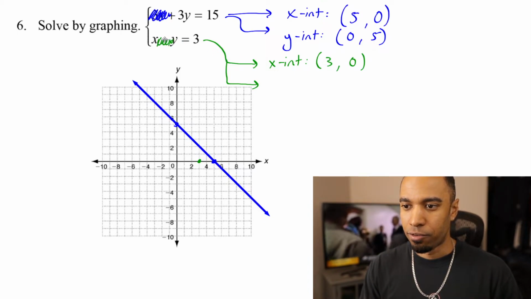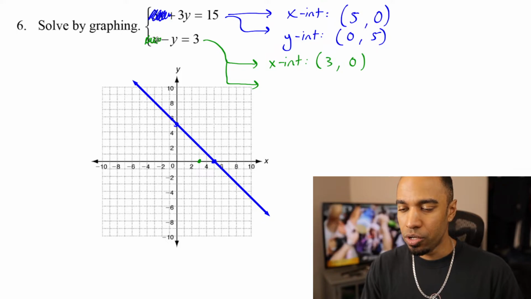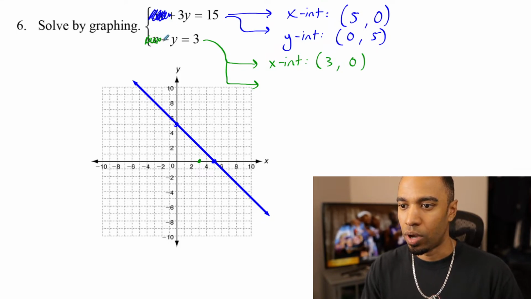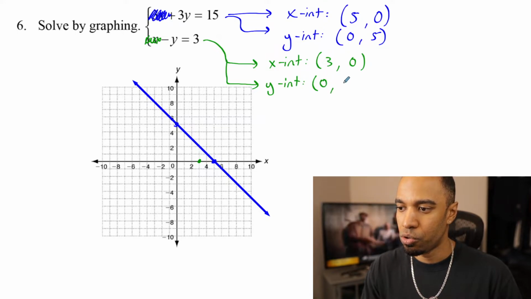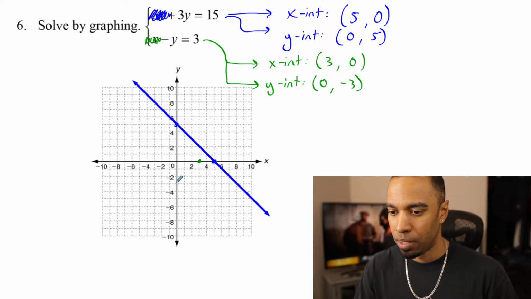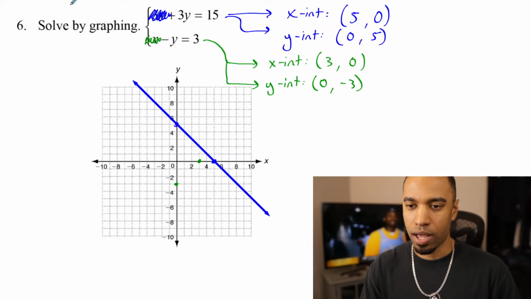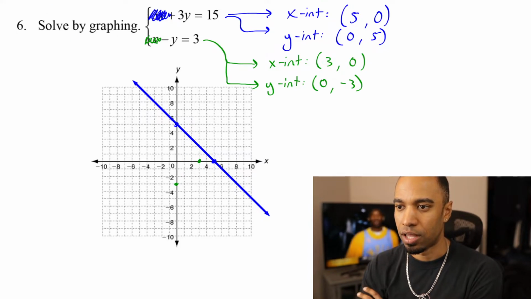Hide and divide here for y. Make sure you only hide the x and not the negative here. When negative y is +3, that would mean that positive y is -3. When I set x equal to 0, y is -3. So I go ahead and plot that point as well. And 2 points make a line, of course.